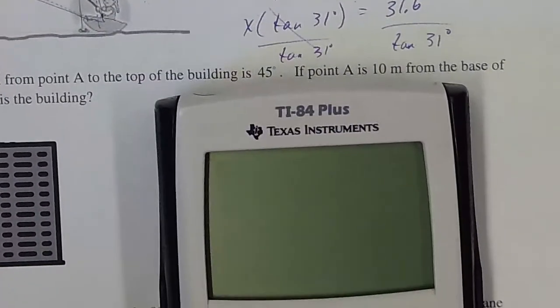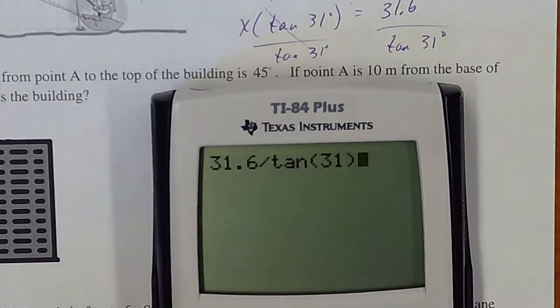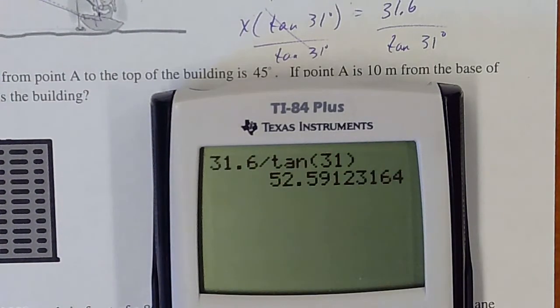Okay, now it's ready. We're just going to do 31.6 divided by the tangent of 31 degrees, and we get our answer: 52 point something, rounded as they asked, 59 meters.